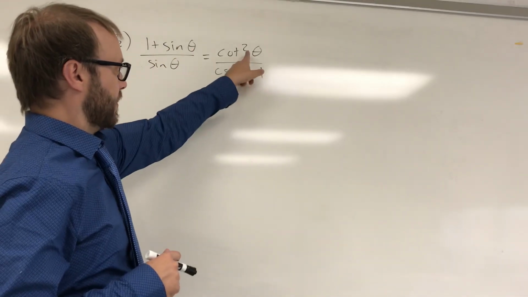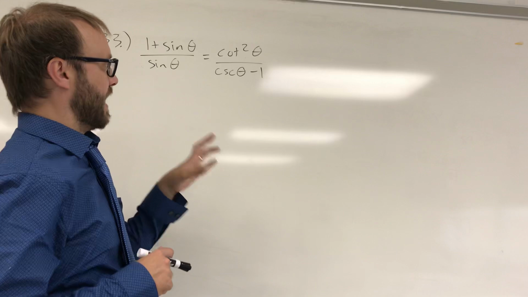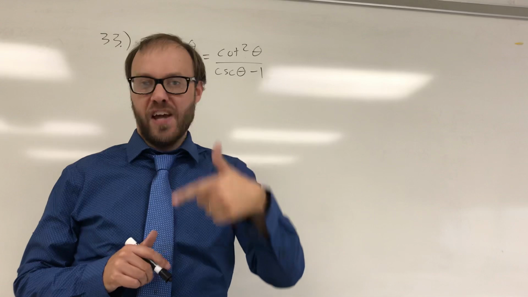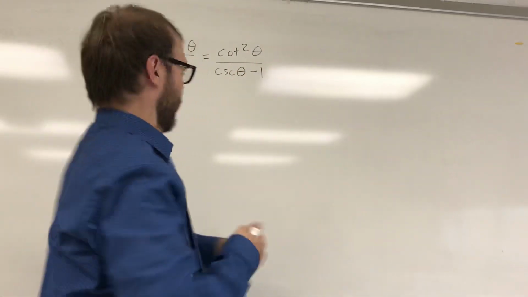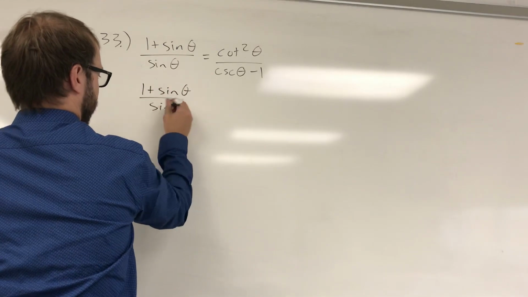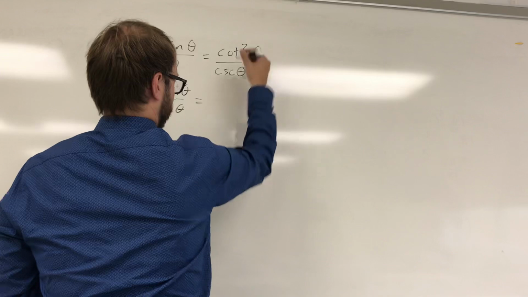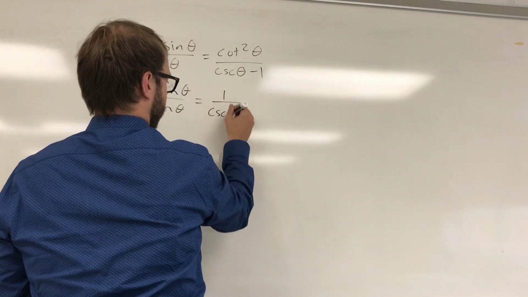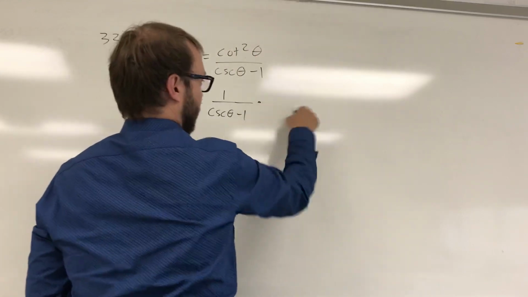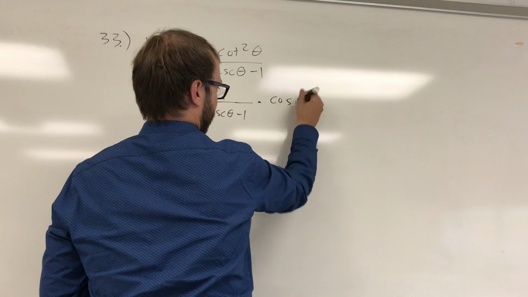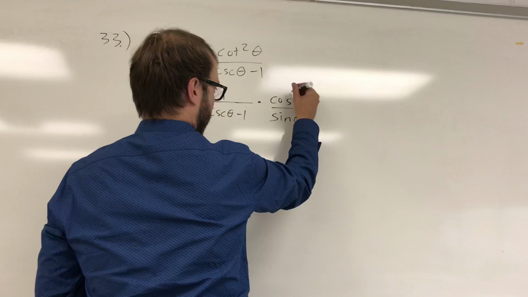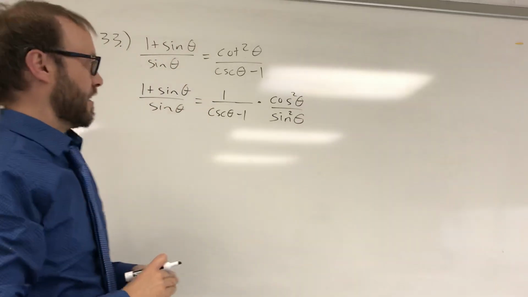I decided to tackle this side over here, and I said, okay, cotangent is the same thing as cosine over sine. And so it's cosine over sine being squared, basically. And so we're going to break it up that way. So I'm going to do 1 plus sine of theta over sine of theta. And I'm going to basically break this out. I'm going to write this as 1 over cosecant of theta minus 1 times cotangent squared of theta. But in place of the cotangent squared of theta, that's the same thing as cosine of theta over sine of theta squared, both the numerator and denominator being squared. So I'm going to set it up kind of like this.